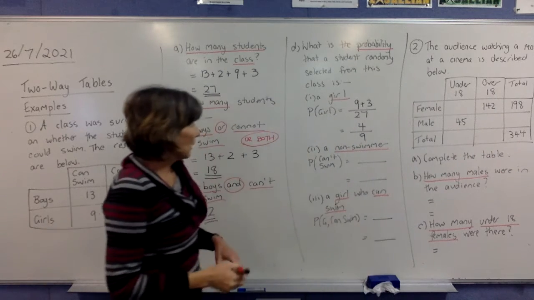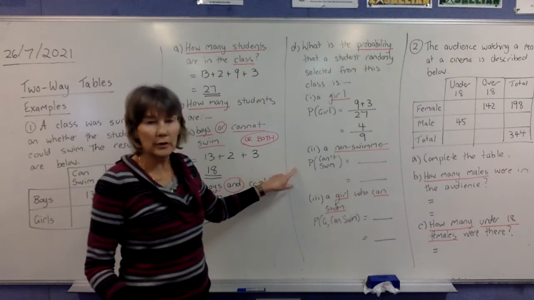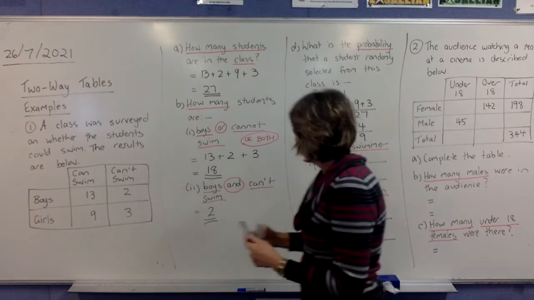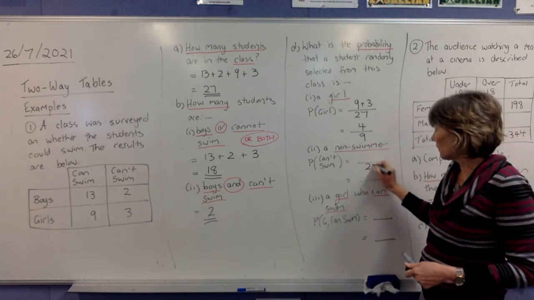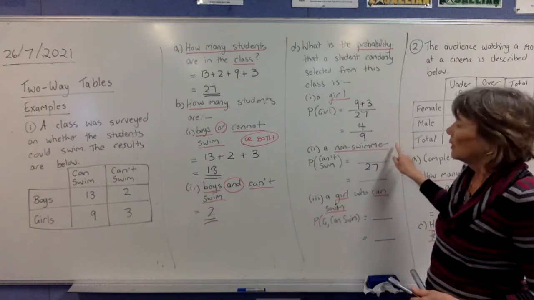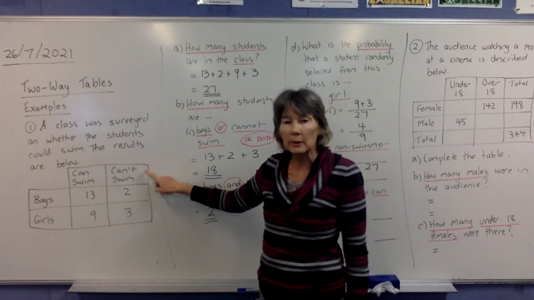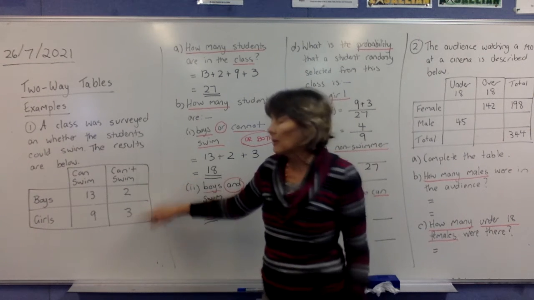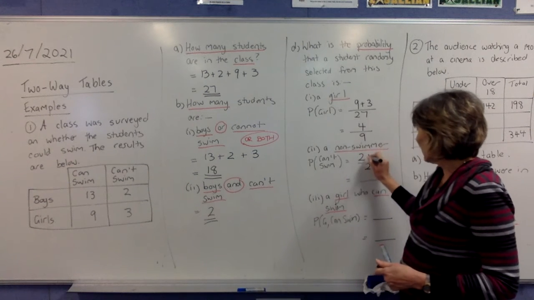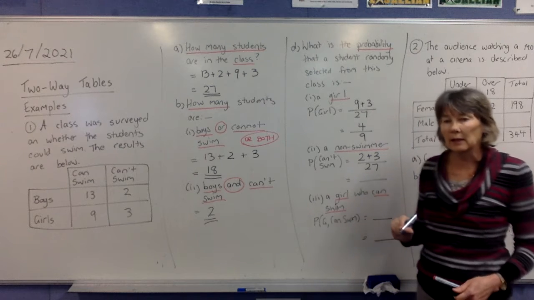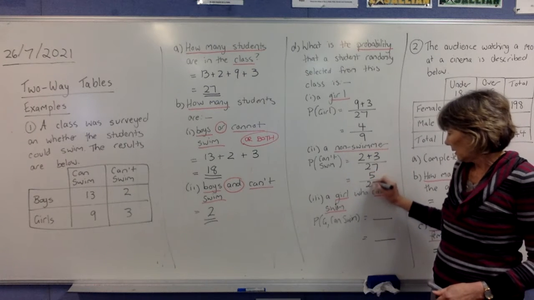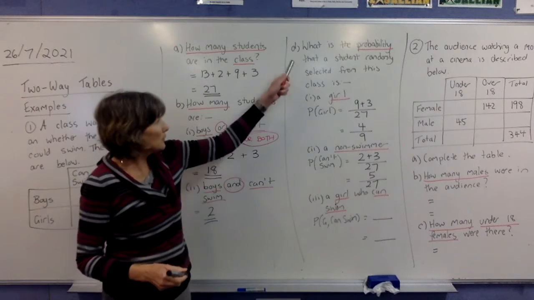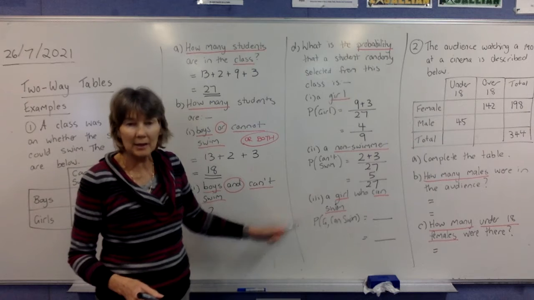Alright, next one. We're doing the probability of a non-swimmer. Someone who's a non-swimmer is someone who can't swim. So, we still have 27 students on the bottom of our fraction in the whole class. We're looking for people who can't swim. So we come over here. Here's your column of people who can't swim. So we're adding those numbers together. 2 plus 3. Put that in your calculator fraction key. And that's what it will be. 5/27. Alright, now we're doing the probability of a girl who can swim.